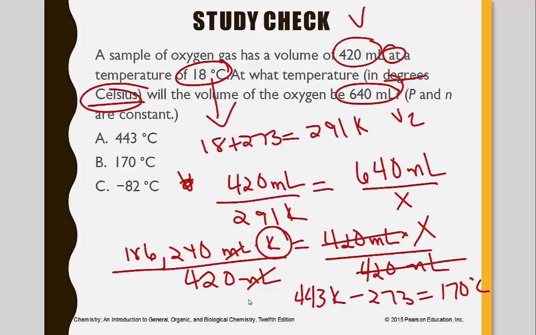If you decide to take a shortcut and leave it in 18 degrees Celsius, you will get it wrong. You don't want to do that. Make sure you always convert it to kelvins and then convert it back. And that is Charles's law.